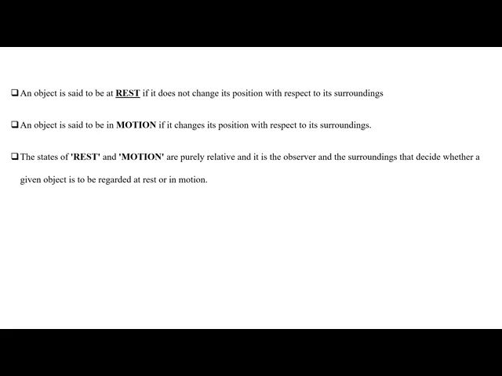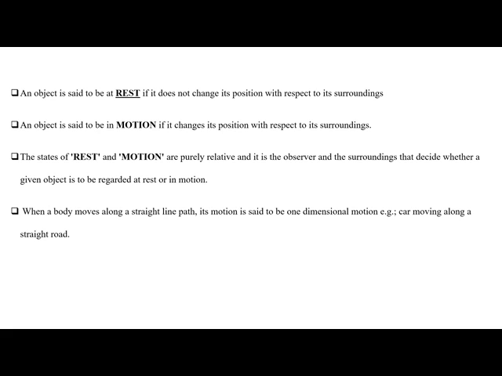Okay, now when a body moves along a straight line path, the motion is called one dimension. So now we are going to learn the basic concepts of dimension. When a body moves in a straight line, consider the example. You see a car is moving on a straight line.